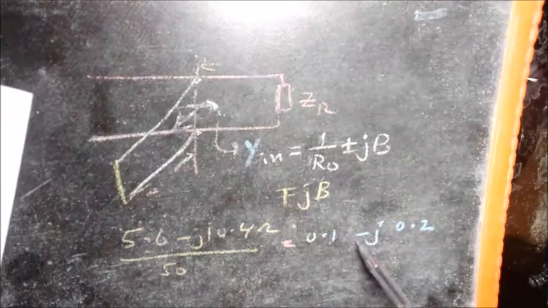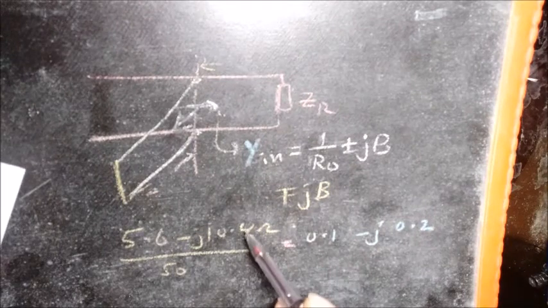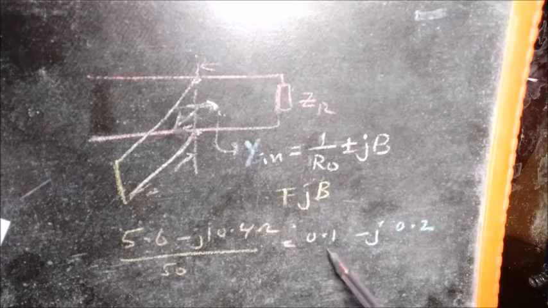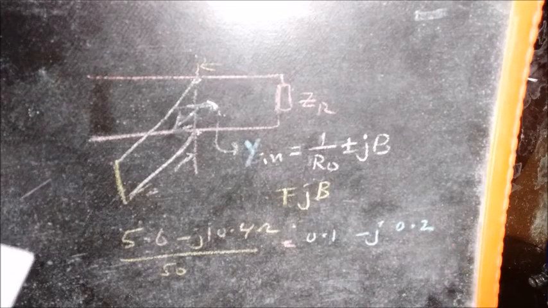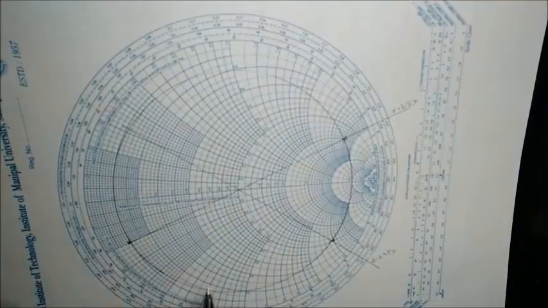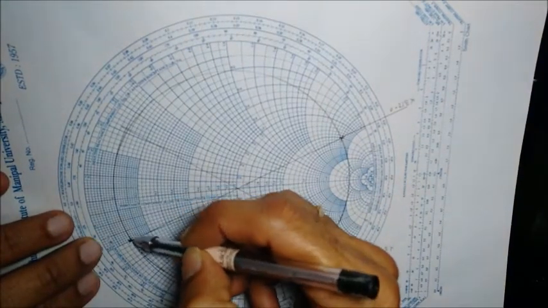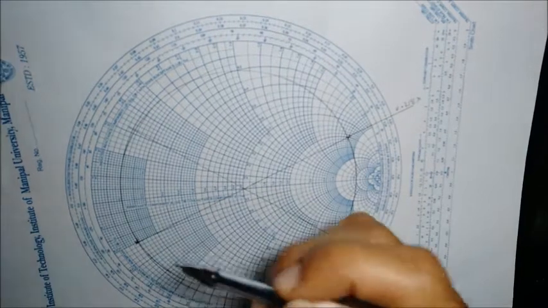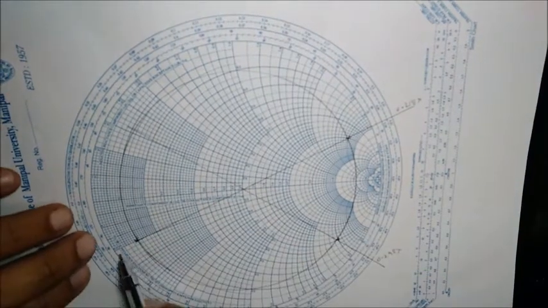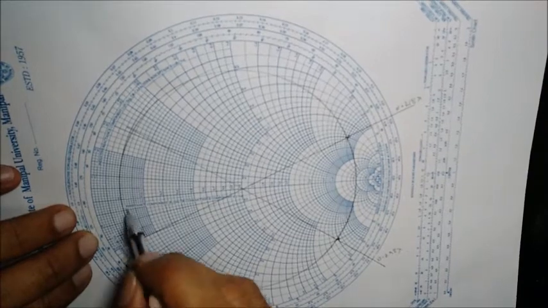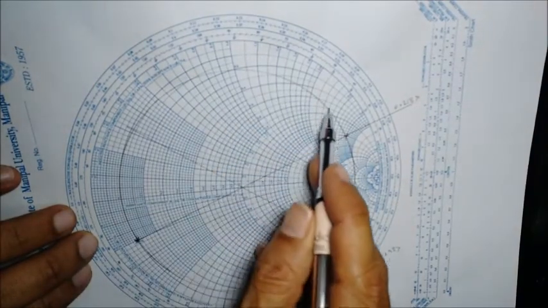We are still working in the impedance here. This is the load impedance ZR divided by the characteristic impedance. I get the normalized impedance as 0.1 minus j0.2. So the 0.1 circle is this, and the XA of minus 2 is this. So this is the point, and the VSWR circle is this.